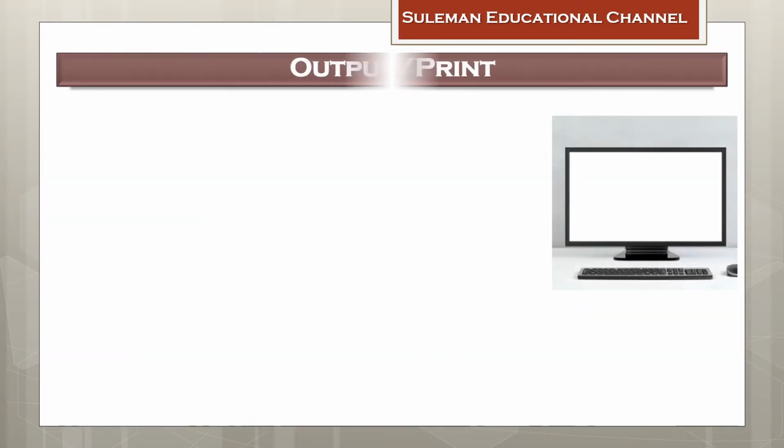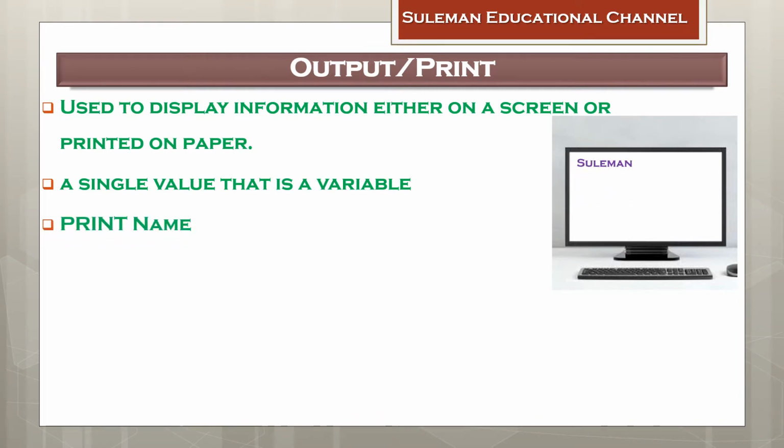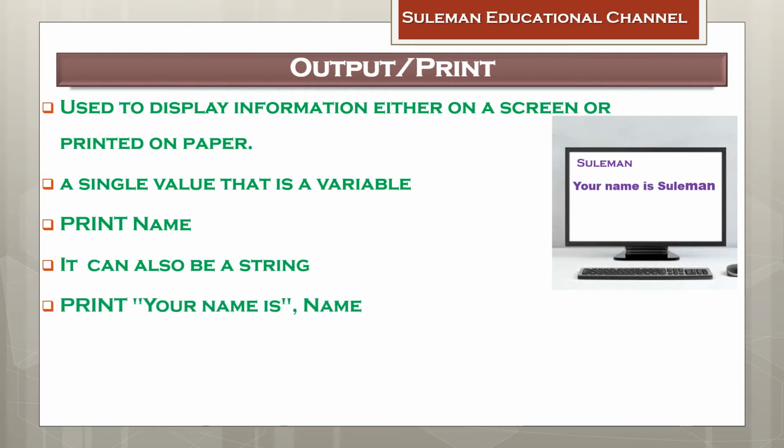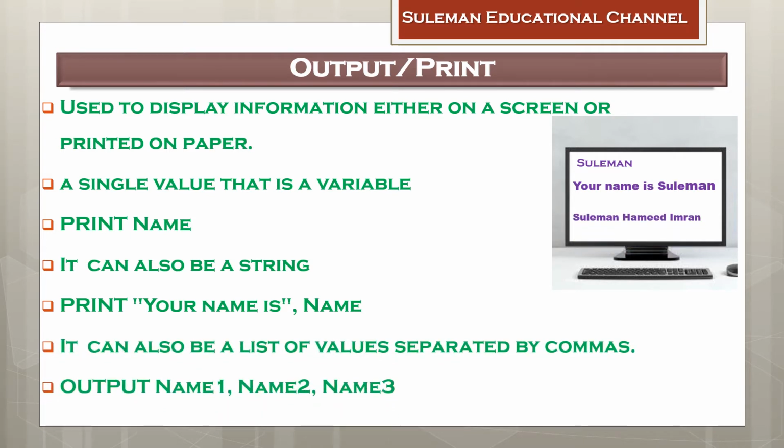Now in this part we will discuss how to write pseudocode for output statement. Output or print is used to display information either on a screen or printed on paper. It is usually followed by a single value that is a variable. For example, print name. It can also be a single string. For example, print your name is name, or a list of values separated by commas. For example, output name1, comma, name2, comma, name3.